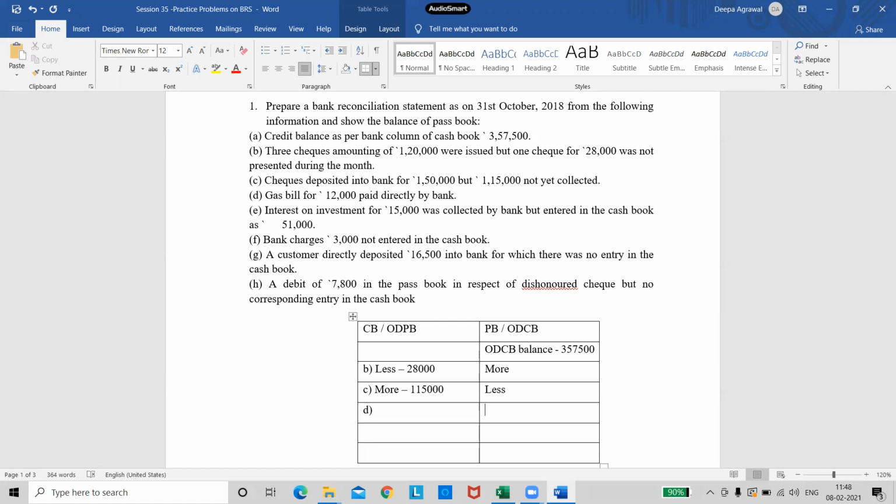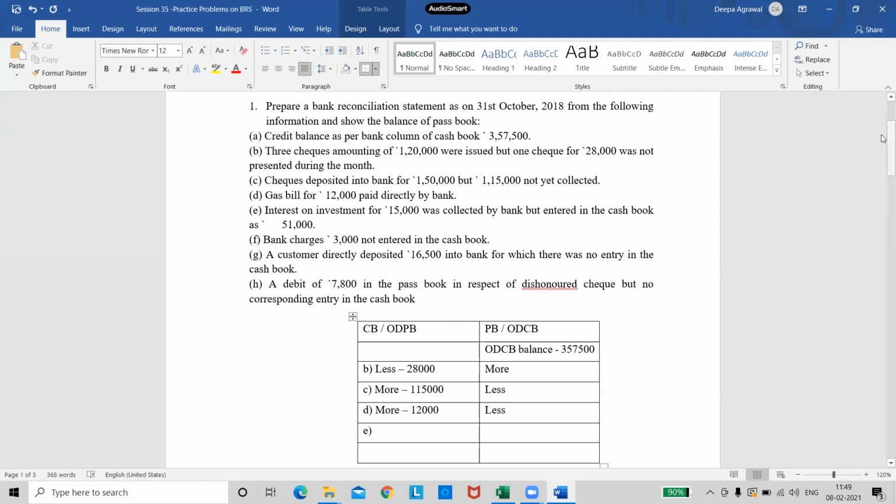So which book will record this entry first? Gas bill for 12,000 paid directly by the bank. Passbook, ma'am. Okay. And will the balance of passbook increase or decrease? Decrease, ma'am. Yes, it will decrease because it is gas bill. So it is a payment. So automatically my cash book balance will be more. And I'll also note the amount. Amount is 12,000. Okay, let's move forward to the next transaction.